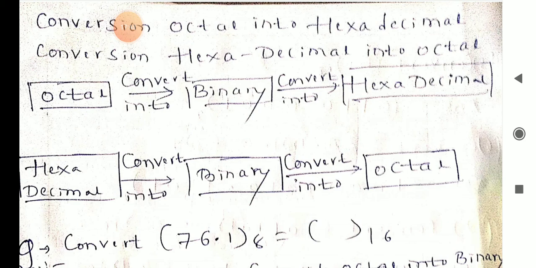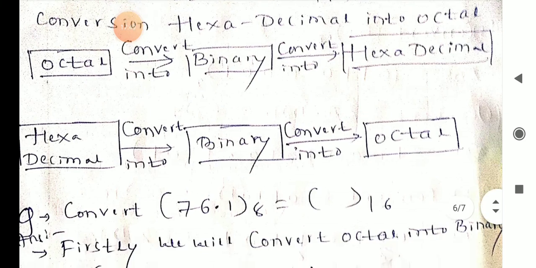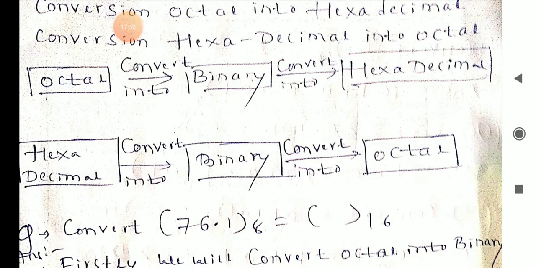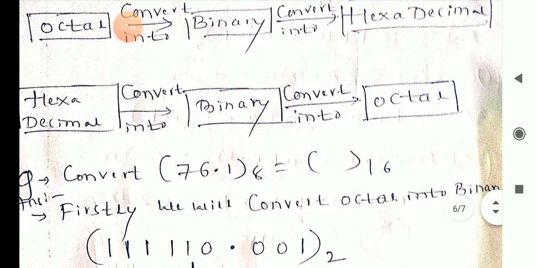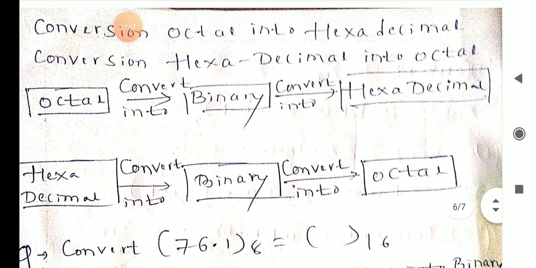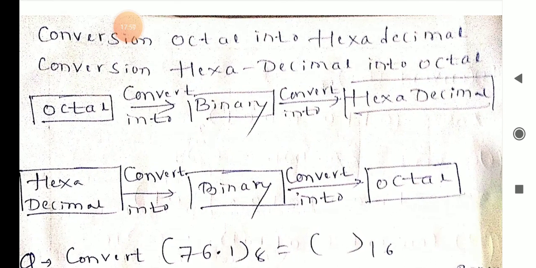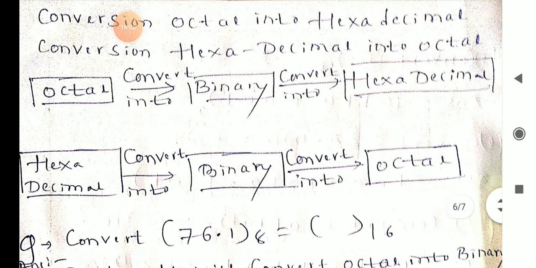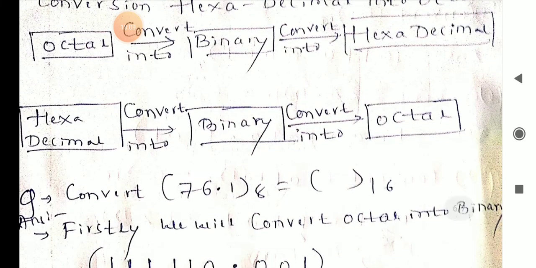In the same way, if you want to convert hexadecimal into octal, you cannot convert directly. So hexadecimal is converted into binary, and binary into octal. Take some examples. You can remember this block diagram for conversion of octal into hexadecimal and hexadecimal into octal. You cannot convert directly from octal into hexadecimal or hexadecimal into octal. First you have to convert into binary, then convert into hexadecimal or octal.